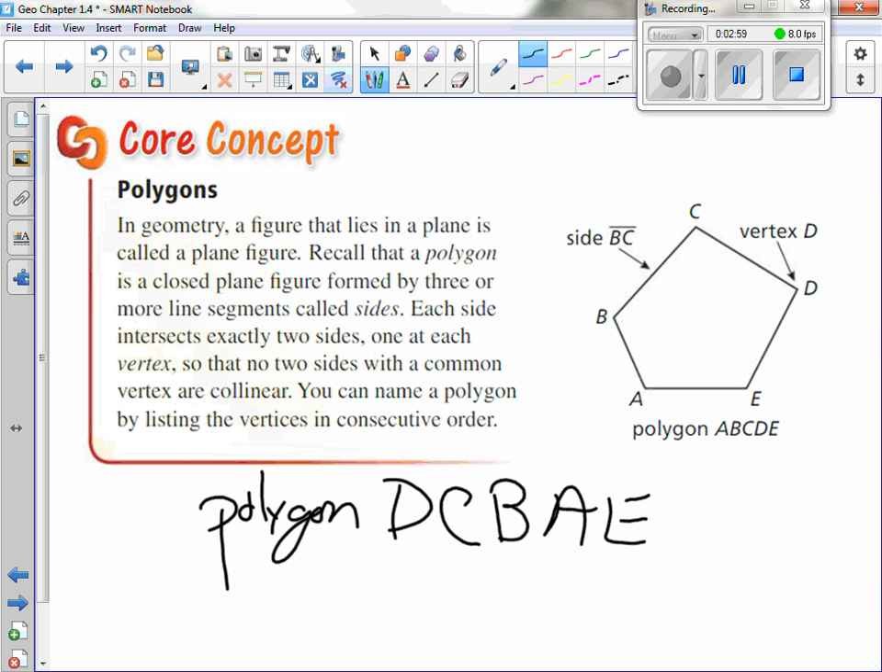So once you pick a starting letter, you're going left or right. You should go around the figure. We can't jump. I can't go ADBCE. It has to be along the figure. You've got to go one direction or the other. So in naming it, you're really just picking a starting point and going around. Questions on this here? Okay.